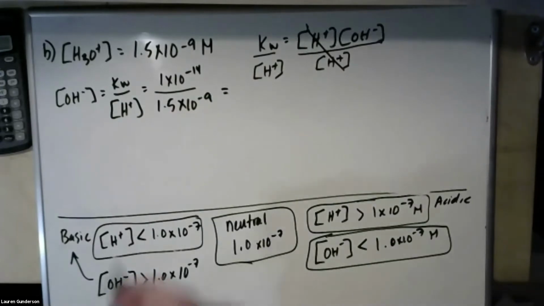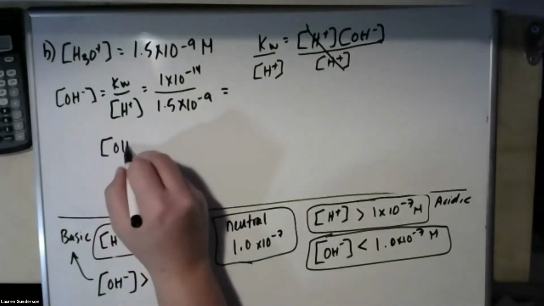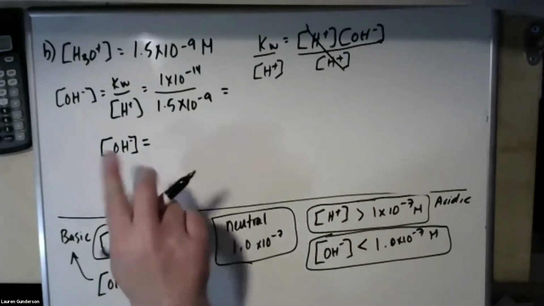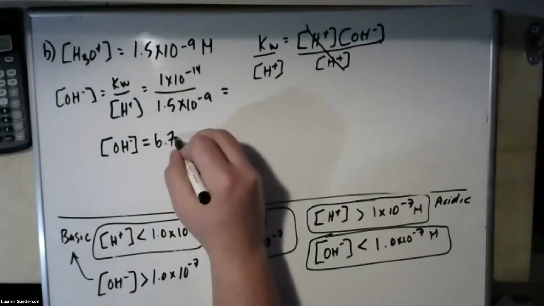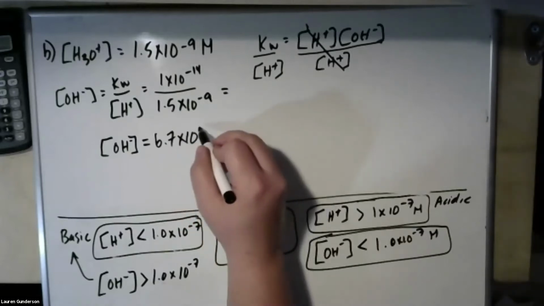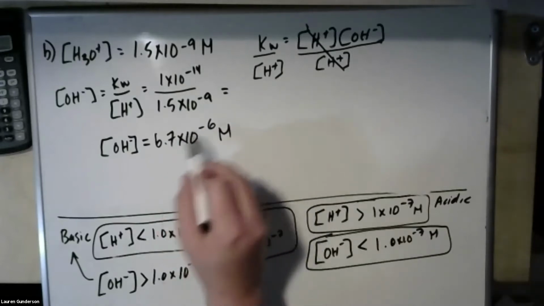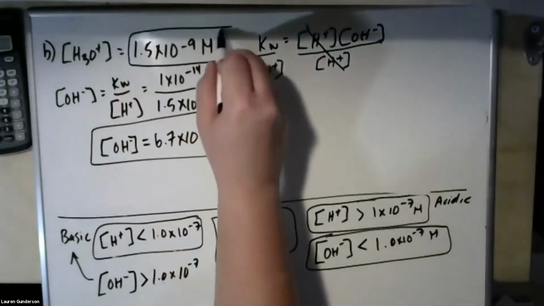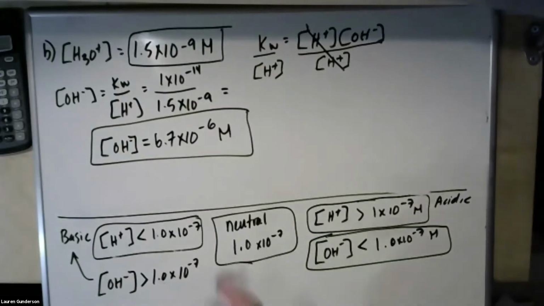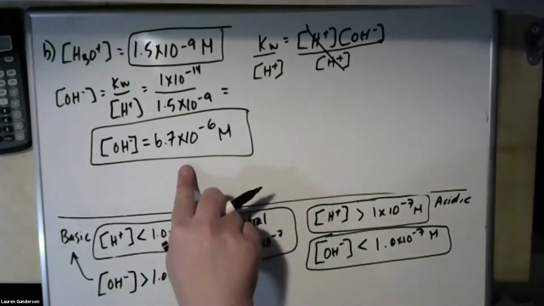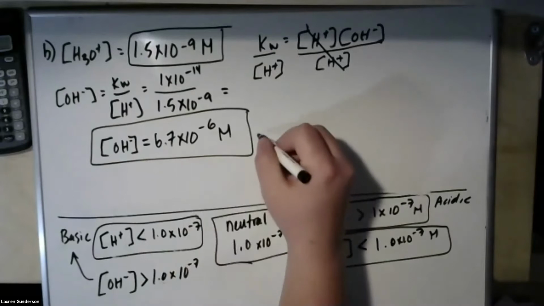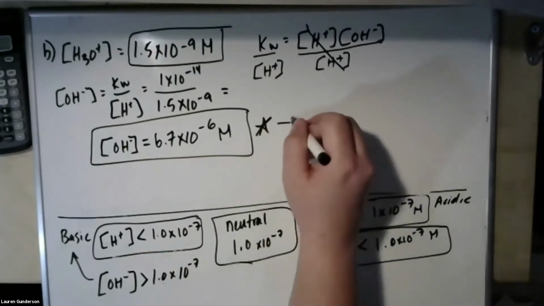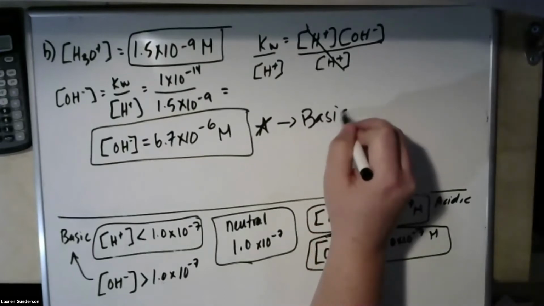Okay, so I'll write it over here. So our hydroxide ion concentration then is going to be 6.7 times 10 to the negative 6 molar. Okay, so there's my hydroxide. There's my hydrogen ion concentration. I see here that my hydroxide ion concentration is larger than my hydrogen ion concentration. So this solution is going to be basic.